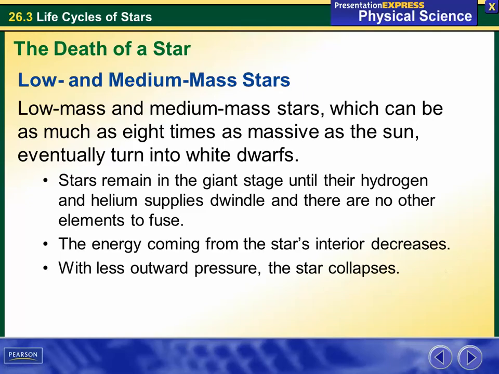Low and medium mass stars are what we're going to look at first, the top part of that picture. They can be as much as 8 times as massive as the sun. Eventually, they will turn into a white dwarf.